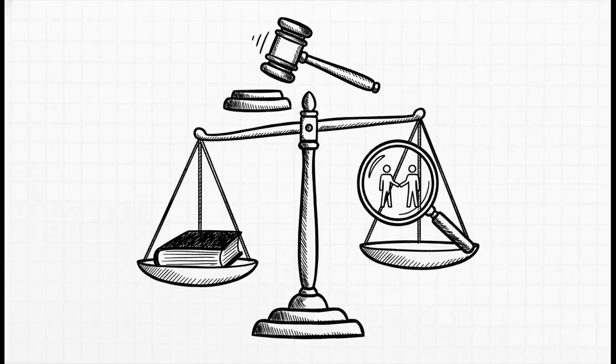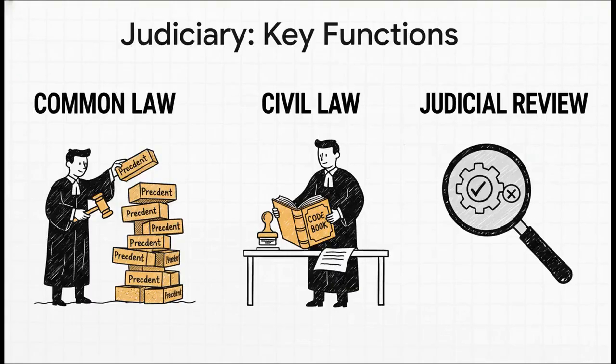And finally, we arrive at the judiciary. This is the branch that interprets the law, settles legal fights, and decides how the law should be applied in real-world situations. Now, the judiciary's role isn't the same everywhere. In common law systems like the US and UK, judges are incredibly powerful. They don't just apply the law, they interpret it, and in doing so, they create precedents that actually become part of the law. In civil law systems, their job is more about applying very detailed legal codes.